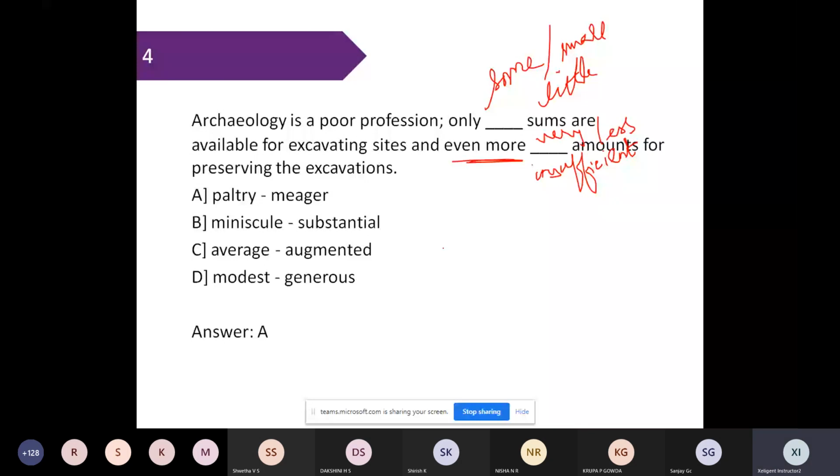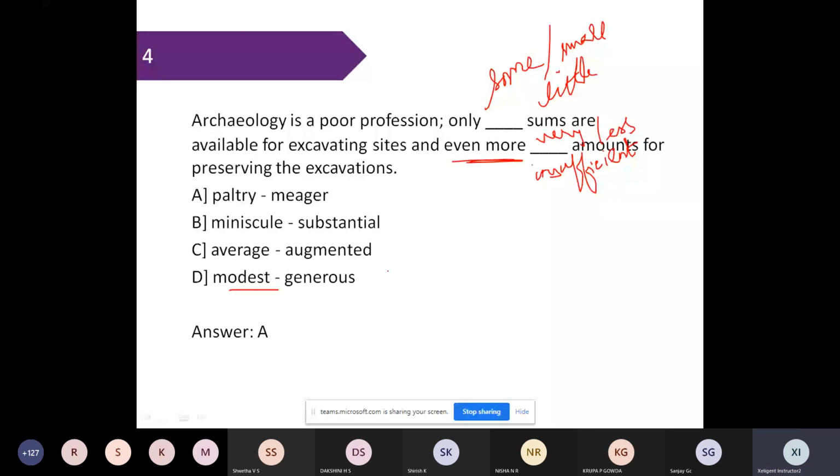Option D, modest and generous. Modest is again small. You can go for putting modest in the first blank. But if you think of generous, generous is ready to give. Okay, so ready to give something. It means that the government is generous here. Correct. Funding for archaeology is very generous, but that's not the case. That will be contradicting. So we don't want that word as well. So the correct answer is option A, paltry and meager.